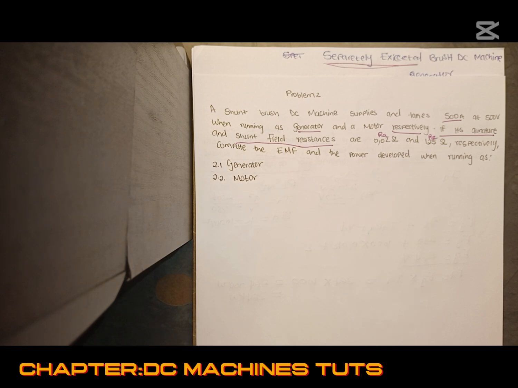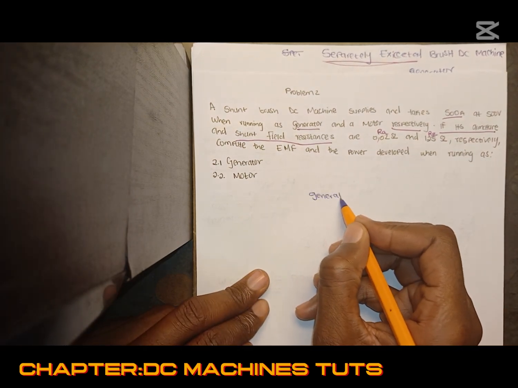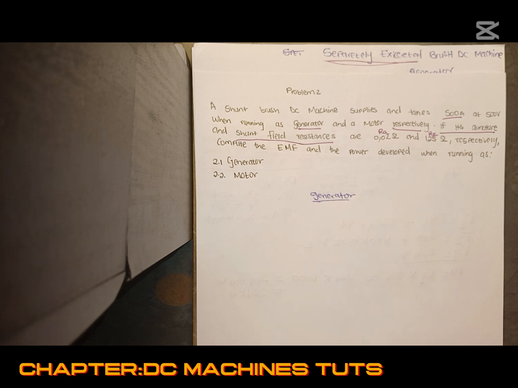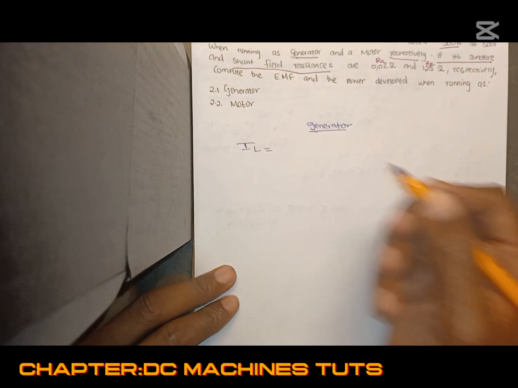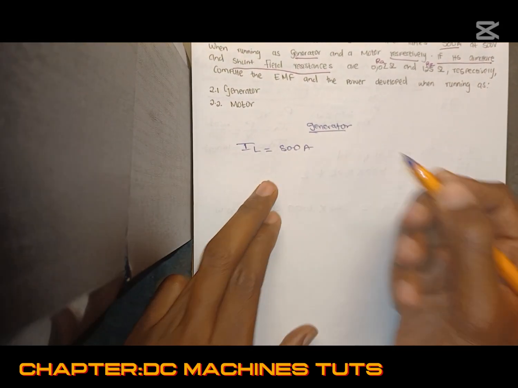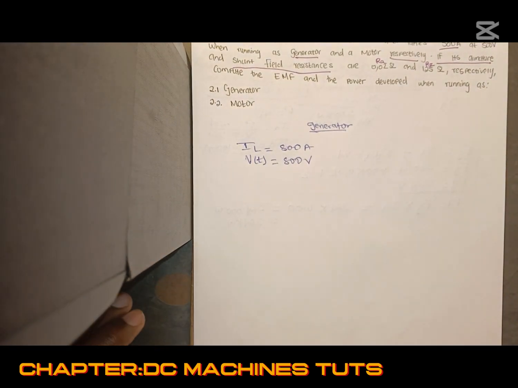So now we know that a shunt brush DC machine can work as a generator and as a motor. The difference is the direction of the current, right? Because in a generator the current flows out of the armature, and in a motor it flows into the armature, right? Now let's start with the generator. We have got a supplied current, so we have IL, the load current, which is 500 amperes. We have got the terminal voltage of 500 volts, right?